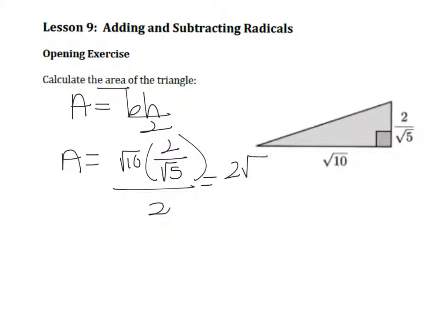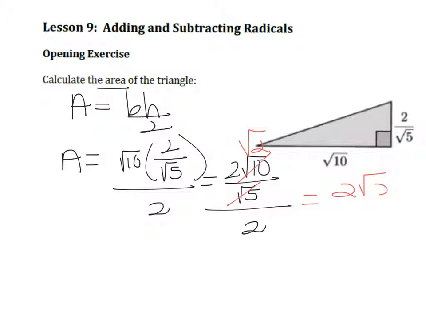So then we get 2 radical 10 over radical 5 divided by 2. Radical 5 goes into radical 10, radical 2 times. So we have 2 radical 2 all over 2. The 2's cancel out. And finally, the area is equal to radical 2.